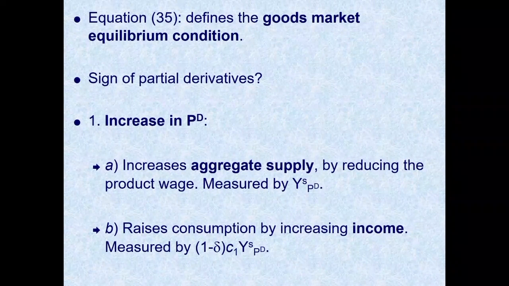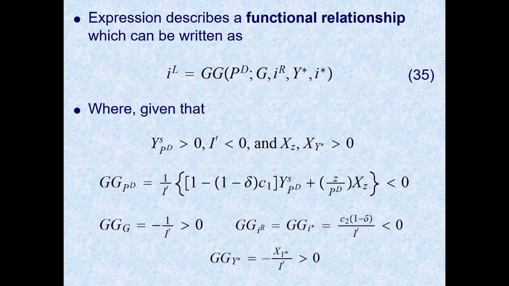First, as we already indicated when we looked at the partial equilibrium of the goods market, when you have an increase in PD, aggregate supply is going to increase, right? Because again, the nominal wage is fixed. The real wage is the nominal wage divided by PD. So if the nominal wage is fixed and PD rises, the real wage is going to fall, labor is cheaper, and you're going to produce more. So Y^S_PD, which is the partial derivative of production with respect to PD, is positive. So that would be this term here in this expression.